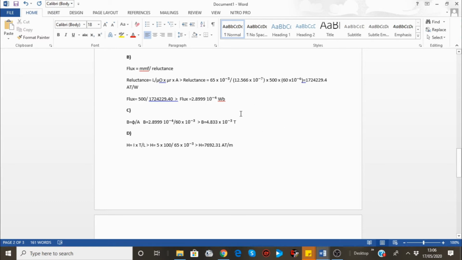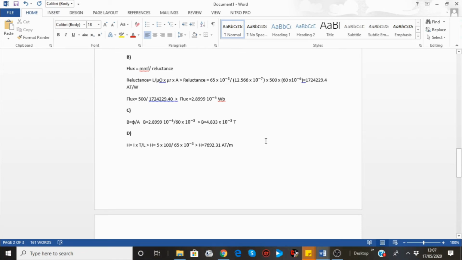And then from flux, you can find the flux density. Flux density is phi over A, the cross-sectional area. So we can say 2.8999 times 10 to the power minus 4 divided by the area, 60 times 10 to the power minus 6. You get the density B equals 4.833 times 10 to the power minus 3 Tesla.